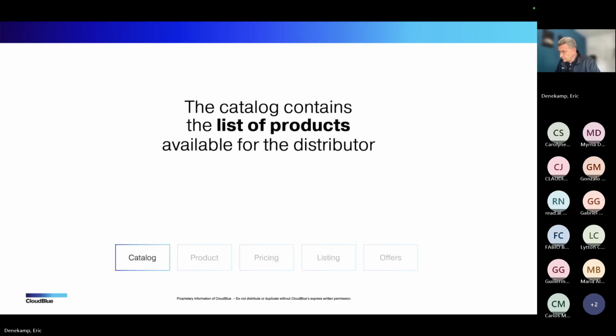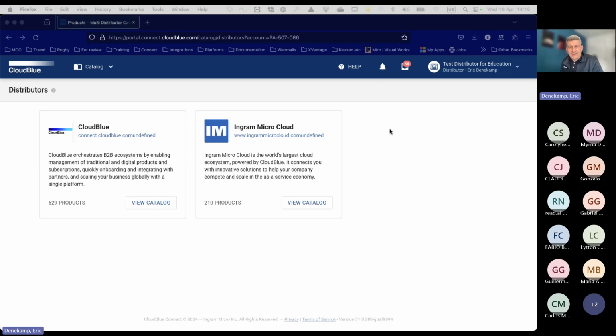So again, what is the catalog? Well, the catalog, let's define it, is the list of products available for the distributor. And that sounds a little bit weird, but what do we mean with that? This is the catalog of the Cloud Blue entity. Besides that, if you want, you can also enroll in syndication with Ingram Micro. In that case, you will have that second option as well.